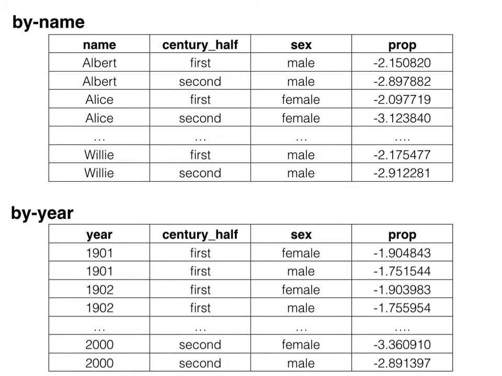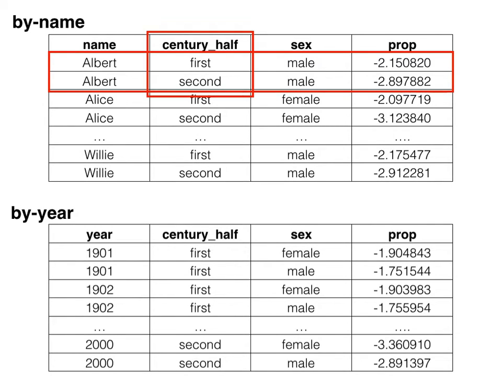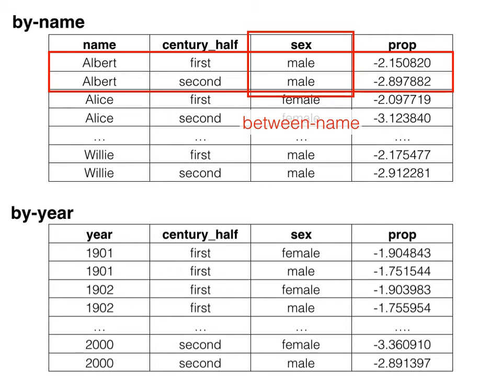Let's take our 2 data frames from earlier, one with name as the error variable and one with year as the error variable. Let's look first at the by name data frame, and specifically the 2 rows for the name Albert. If we look at our first variable, century half, we see that both levels, first and second, are present. So we would say that century half is a within name variable, because all levels are present within a single name. Conversely, if we look at sex, we see that both data points had the label male, because all names are tagged as being either male or female. So sex is a between name variable, since it's only across several names that all levels are present.